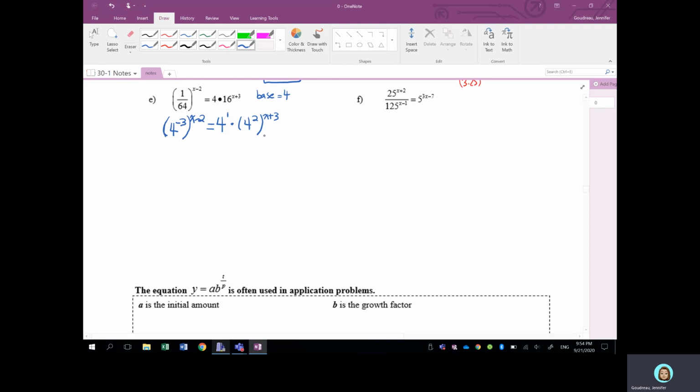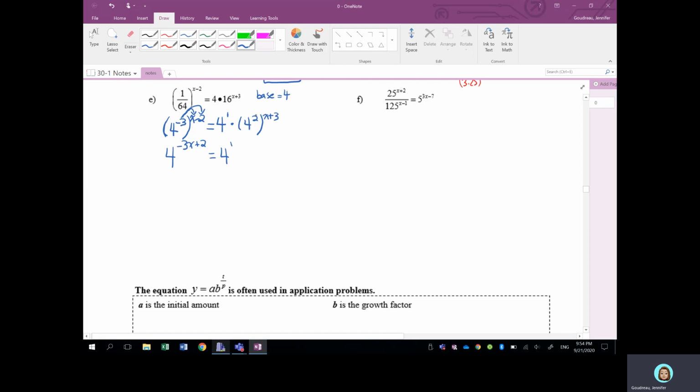Step 2 is going to be to use our exponent laws to simplify. On the left-hand side, we have a power to a power. I need to multiply the exponents. I have a coefficient and a binomial, so we need to distribute. Our left-hand side becomes 4 to the negative 3x plus 2. On the other side, I'm just going to leave my 4 to the power of 1 for now.